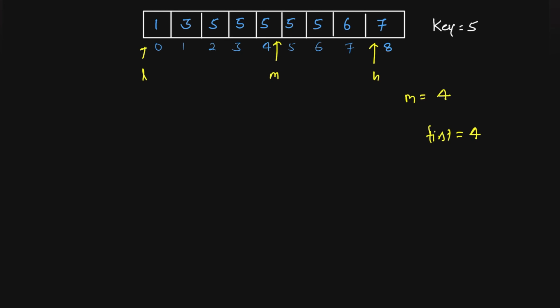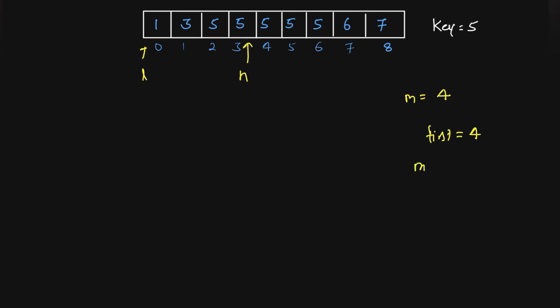Since there might be a possibility that there are still more 5s to the left of this 5, I will simply take this high to the left of my mid. So I will bring high over here, and this high gets cancelled. Again I will find the mid.